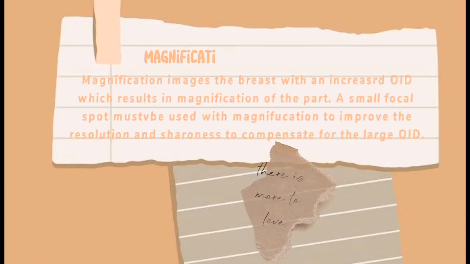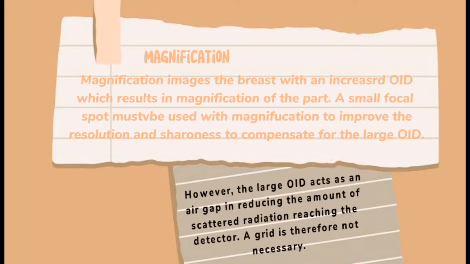Magnification. Magnification images the breast with an increased object-to-image receptor distance, OID, which results in magnification of the part. A small focal spot must be used with magnification to improve resolution and sharpness to compensate for the large OID. However, the large OID acts as an air gap in reducing the amount of scattered radiation reaching the detector. A grid is therefore not necessary.